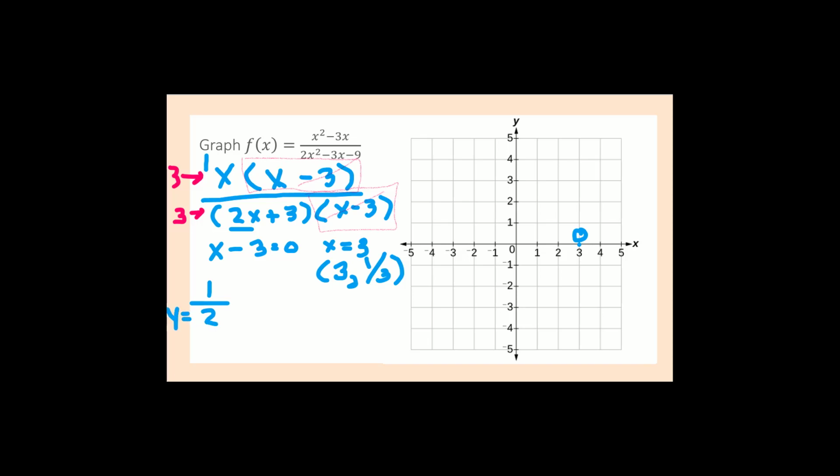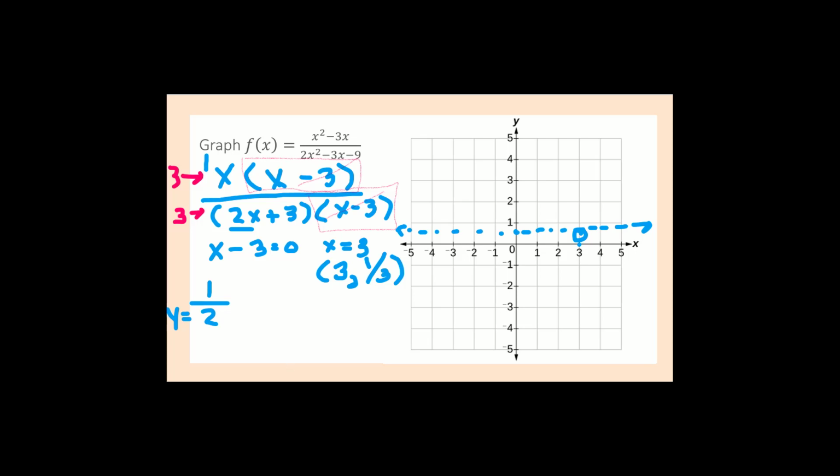Okay, so now that we've done that, let's go ahead and plot y equals 1/2. So here's where y is 1/2. Just make a dotted line. I made that circle a little bit big. It looks like it's going to run into it, but it's really not. Okay, that's where our horizontal asymptote is, at y equals 1/2.